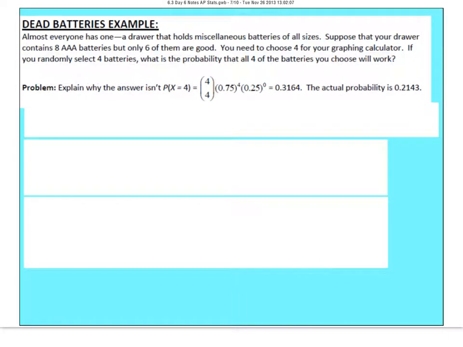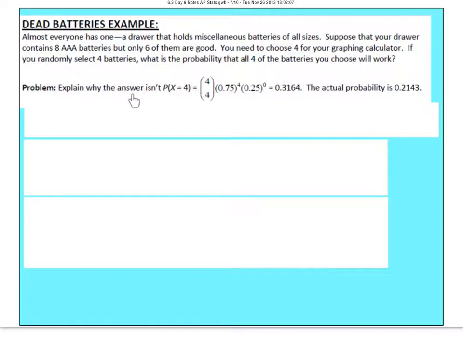So in here, let's look at some dead batteries. Almost everyone has a drawer that holds miscellaneous batteries of all sizes. I know I do at home. Suppose that your drawer contains 8 AAA batteries, but only 6 of them are good. You need to choose 4 for your graphing calculator. If you randomly select 4 batteries, what's the probability that all 4 batteries you choose are going to work?